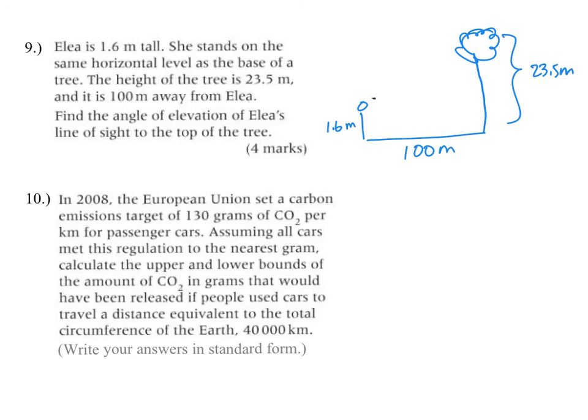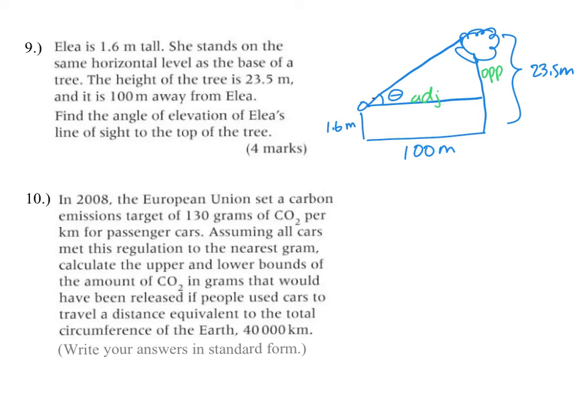And then the question is, find the angle of elevation of Aaliyah's line of sight to the top of the tree. So here's her line of sight, and then to get an angle of elevation, we need a horizontal line. So we're being asked to find this angle right here. I'm going to call that theta. This is a common variable for unknown angles, the Greek letter theta. Okay, so first of all, to find theta, we're going to identify some sides. We're going to use this opposite side and this adjacent side.